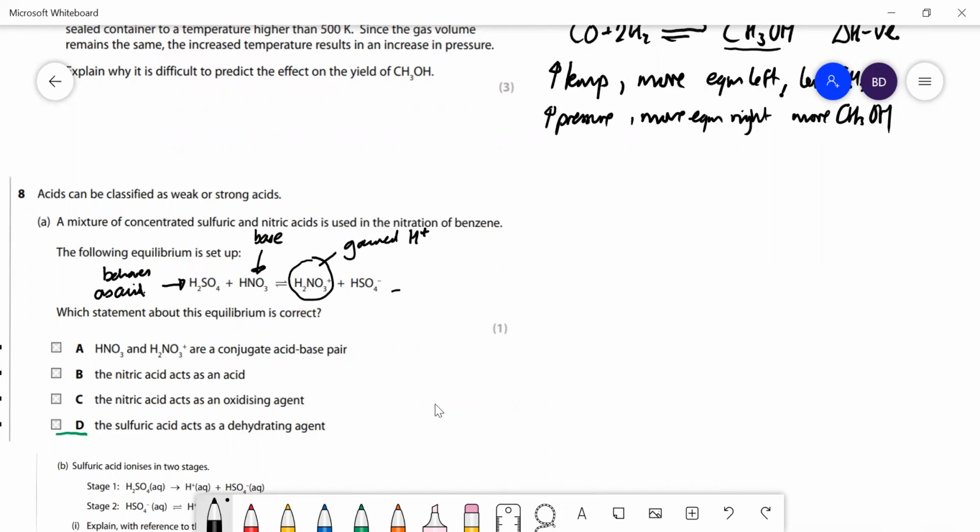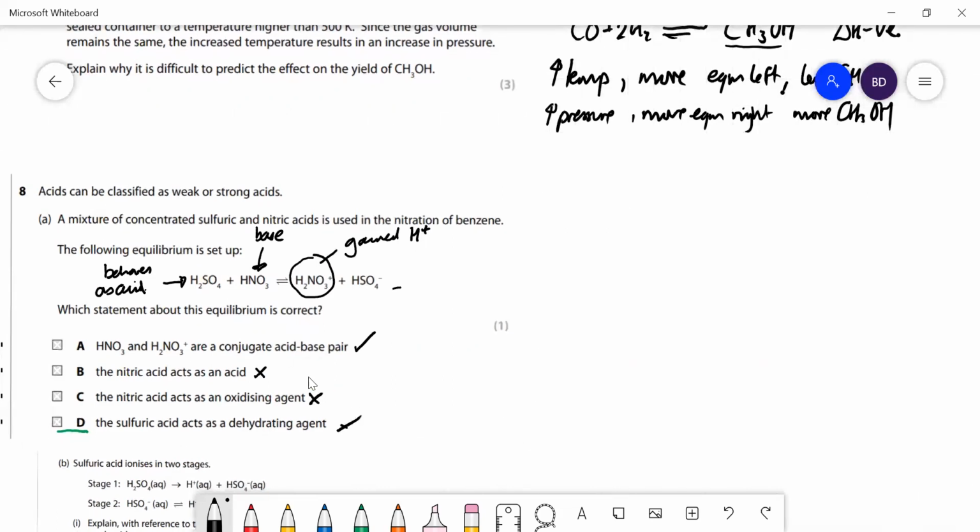So, right, is this true? Nitric acid, and are these a conjugate acid-base pair? Yes, they are. Definition of a conjugate acid-base pair: two species can be interchanged by addition or removal of a single proton. And that's who they are. The nitric acid is not acting as an acid, acting as a base. No oxidation or reduction occurs. All the oxidation numbers stay the same there, so C is wrong. And that's wrong as well. Okay, so let's move on.